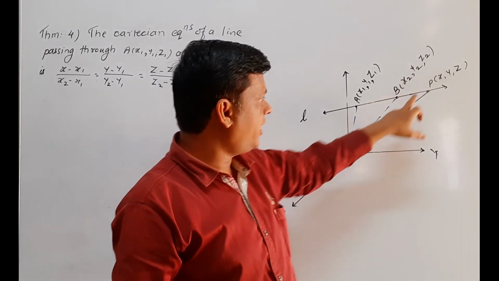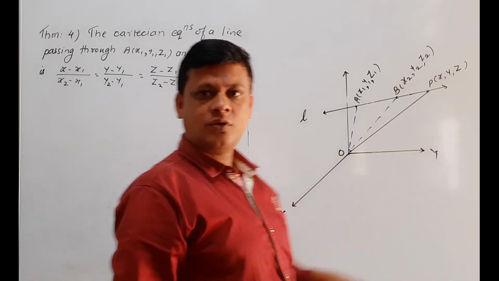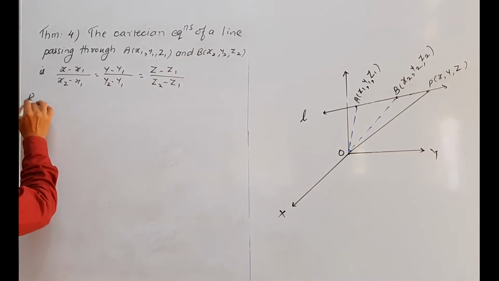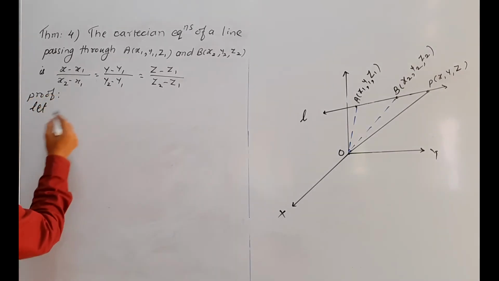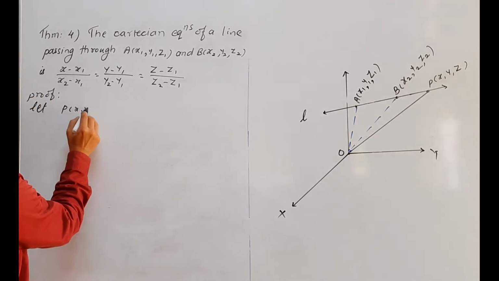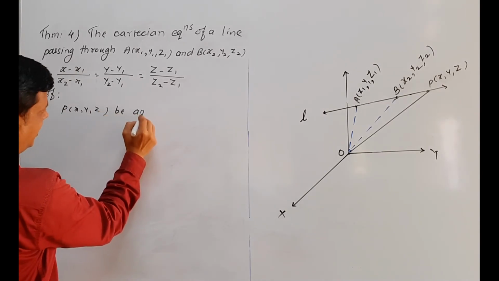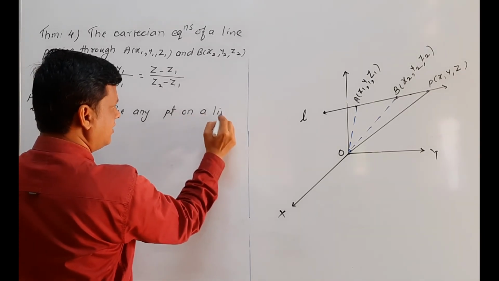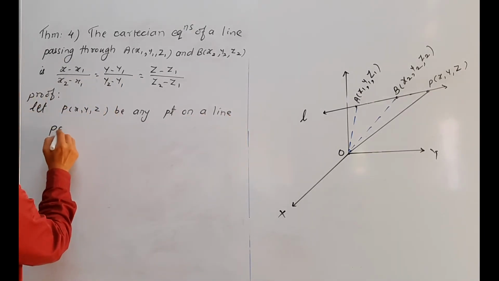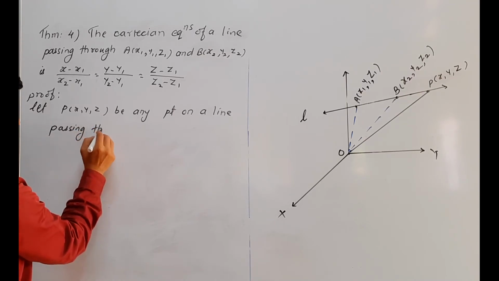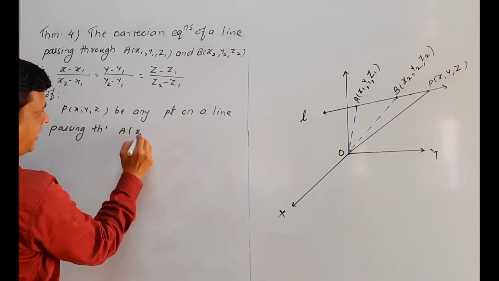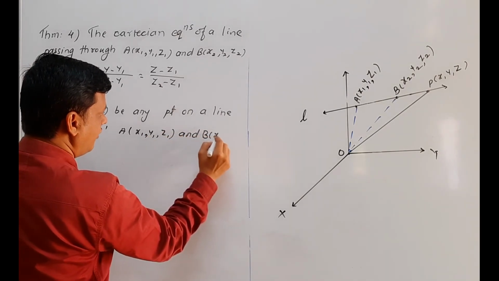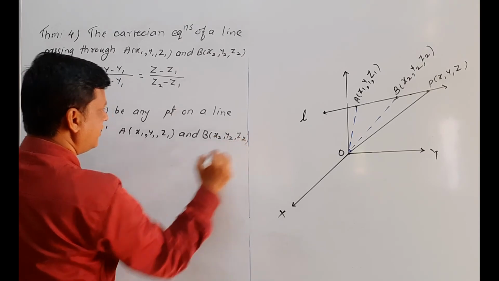So we consider here one more point on this line on which points A and B lie. So we consider point P other than A and B. So we write here, let P of x y z be any point on a line passing through A of x1 y1 z1 and B of x2 y2 z2.